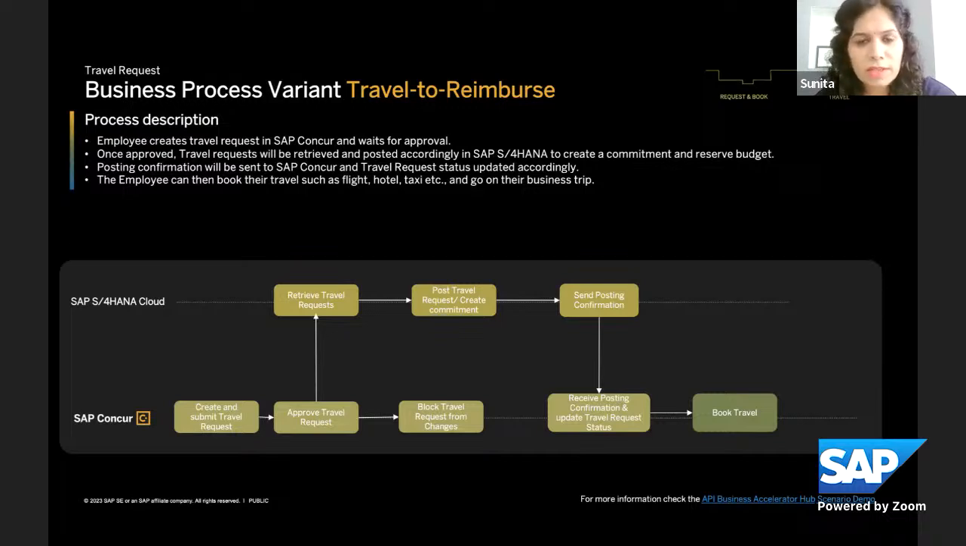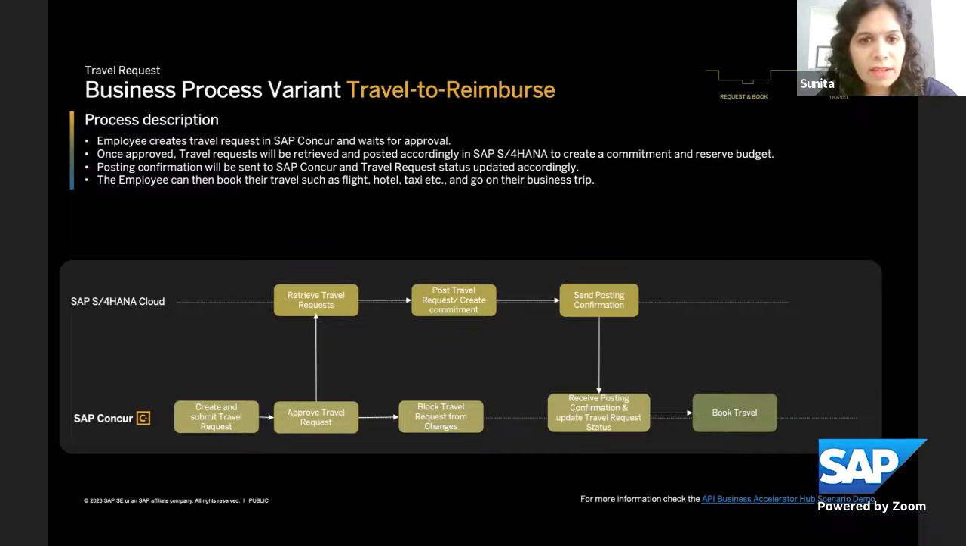After the travel request is approved, it will be sent to the financial integration service. As you can see, SAP S/4HANA can then retrieve the travel requests and post these accordingly. A commitment will be created to reserve the budget, as we saw in the previous slide, and a posting notification is sent back to SAP Concur. SAP Concur will receive the notification and update the status. The employee can then go ahead and book their travel, such as hotel, flights, etc.